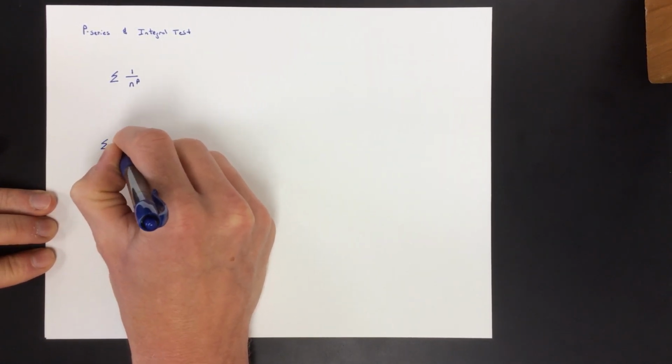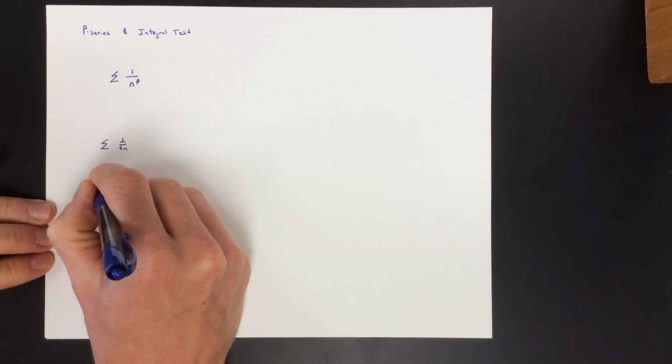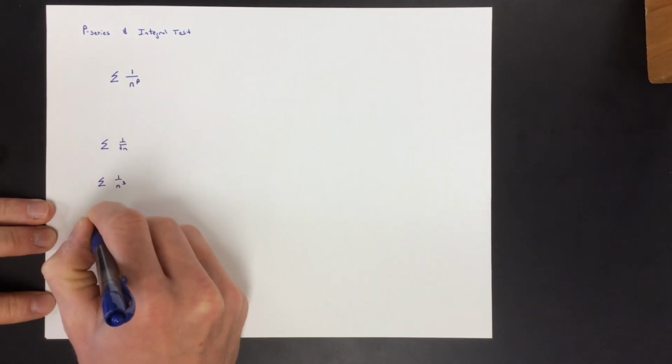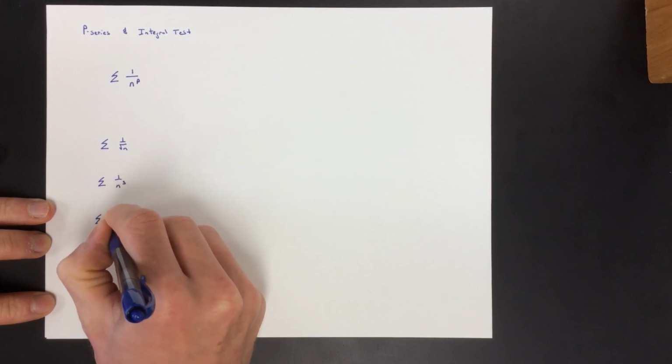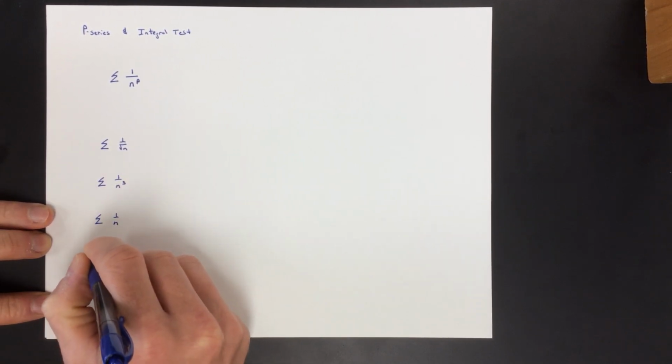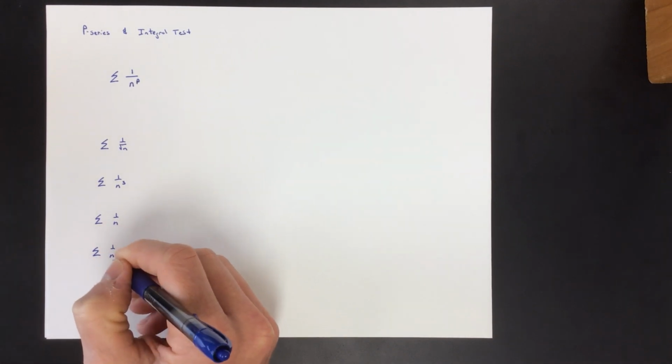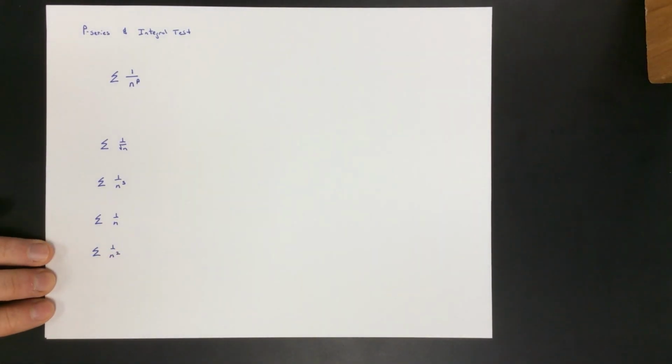does this converge or diverge? Does this converge or diverge? What about just 1 over n? What about 1 over n squared? Okay, and the P-series is going to say this.